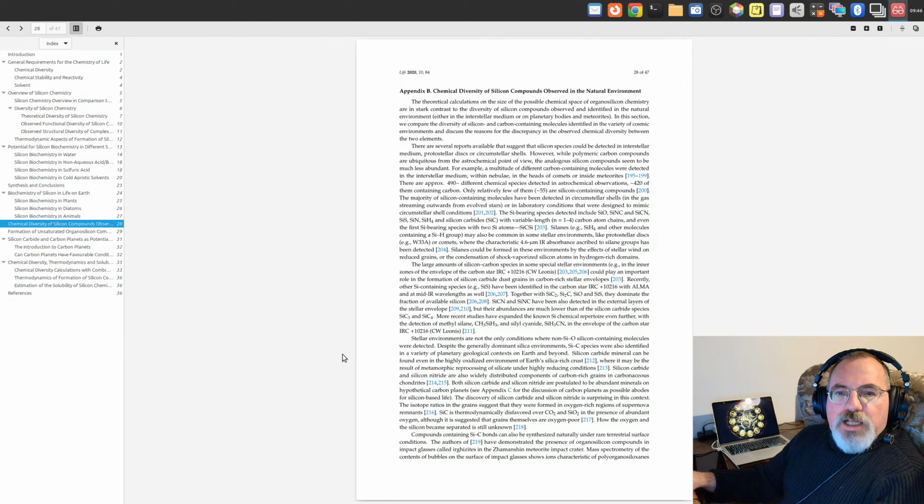The theoretical calculations on the size of the possible chemical space of organosilicon chemistry are in stark contrast to the diversity of silicon compounds observed and identified in the natural environment, either in the interstellar medium or on planetary bodies and meteorites.